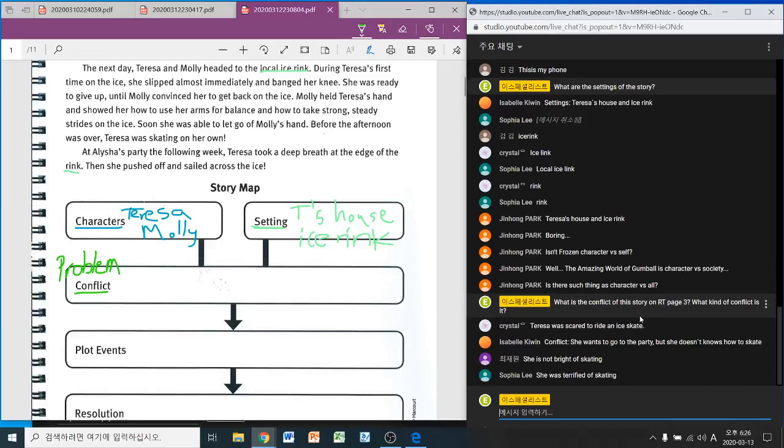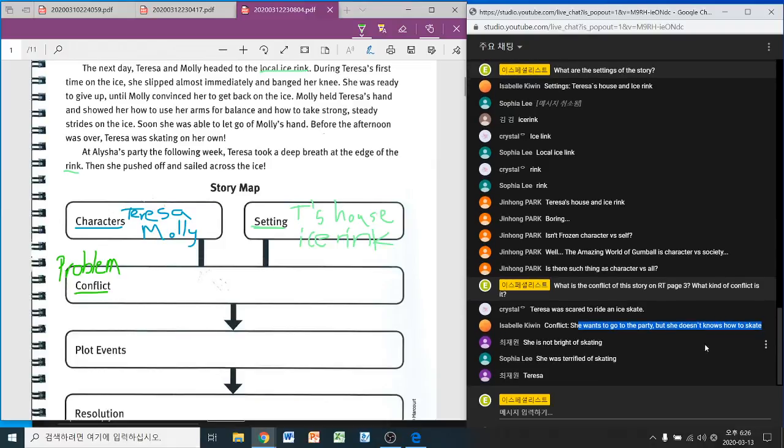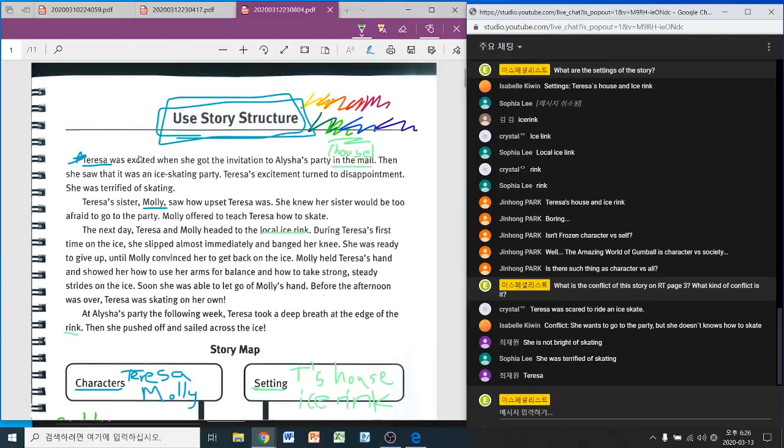Crystal says Teresa was scared to ride an ice skate. Isabel says the conflict is she wants to go to the party, but she doesn't know how to skate. She is not bright of skating. We would say good at skating, Teresa. She was terrified of skating. Okay, so we understand here the conflict is that Teresa is scared of skating, right? We have this full idea together.